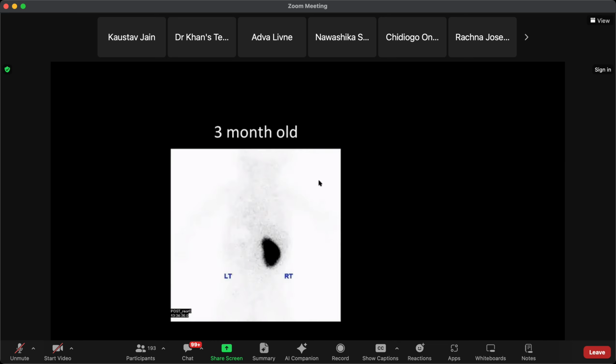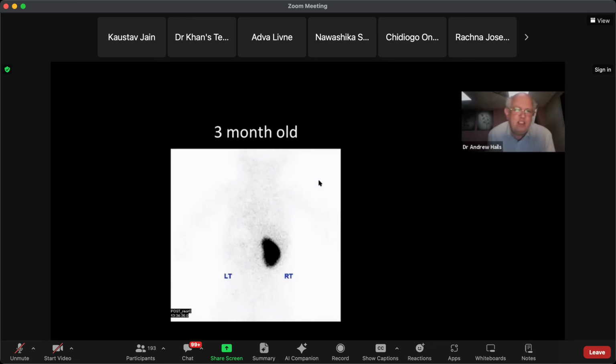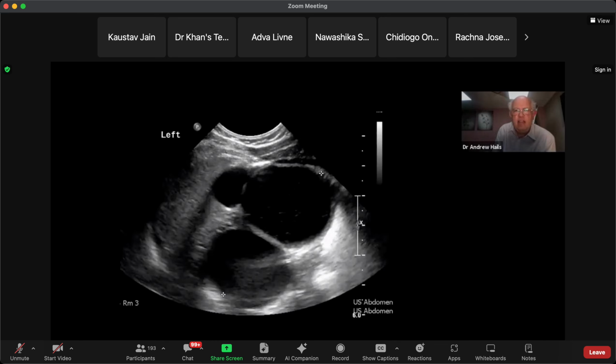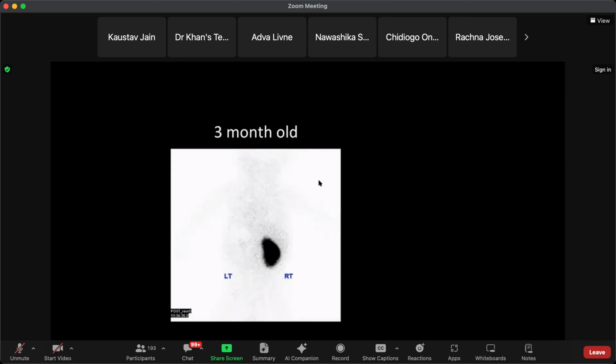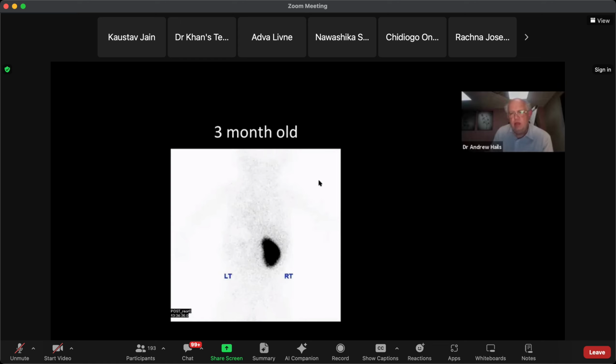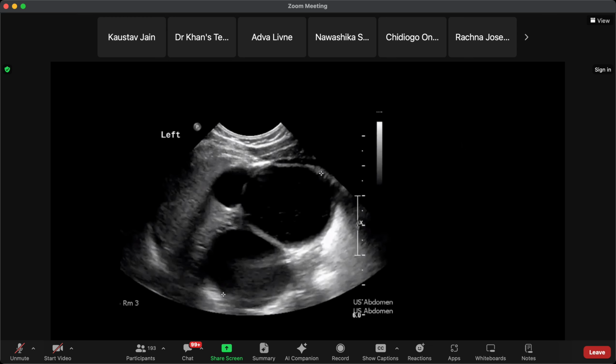Right. So I will actually ask you a question. I'm trying to hurry on to ask you about this one. So what does this show? I've got that image and I've got that image. So I can see tracer uptake in the right kidney, but I can't see any tracer uptake in the left kidney. Right. So I'll correlate with the ultrasound image to see if the kidney is present.